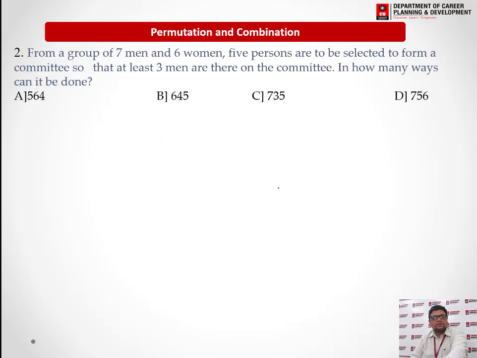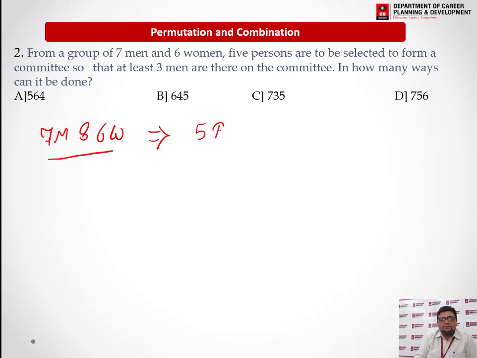Now let us see one more question on the same concept. Second is, from a group of 7 men and 6 women, we have to select 5 persons and form a committee of 5 persons where, at least, the condition is given for the men that there should be at least 3 men in the committee. So minimum 3 men should be there.